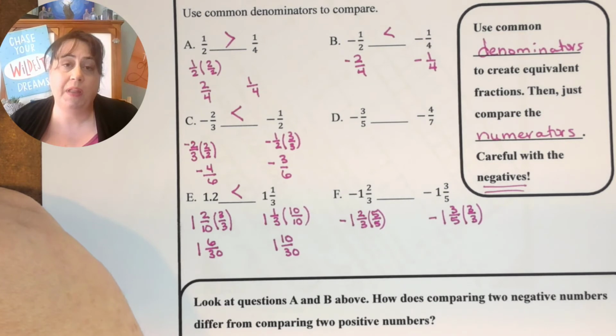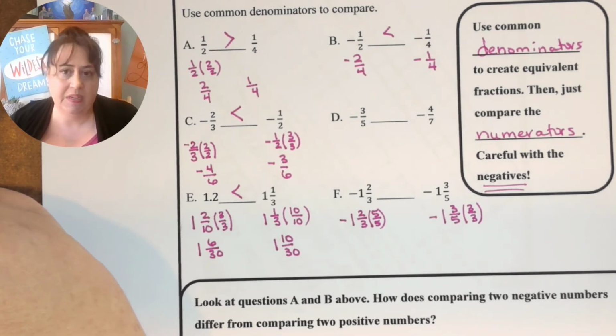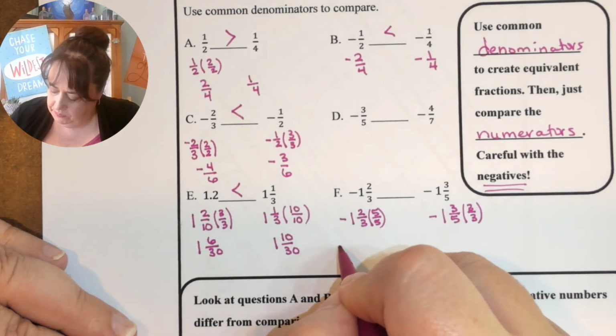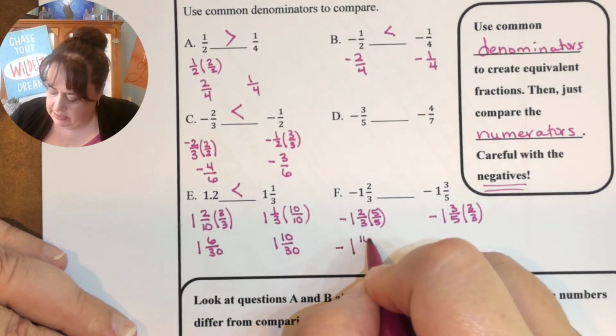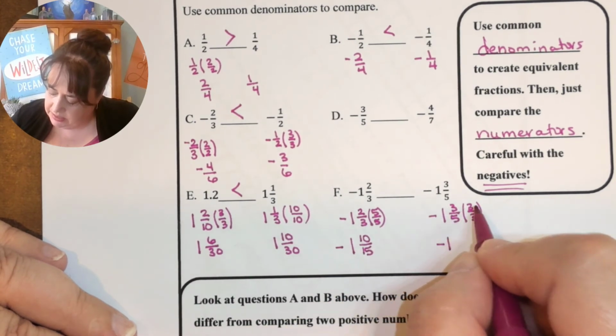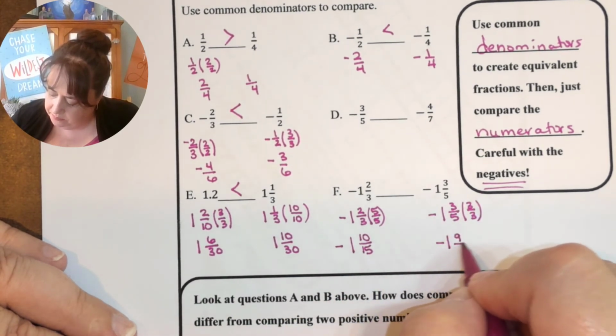I'm not looking for my least common denominator. I'm just looking for the denominator. So sometimes I'm just going to multiply by the other denominator. I'm just making my life easy. So 1 and 10/15 compared to negative 1 and 3 times 3 is 9.